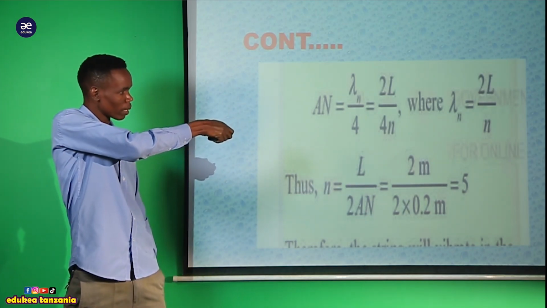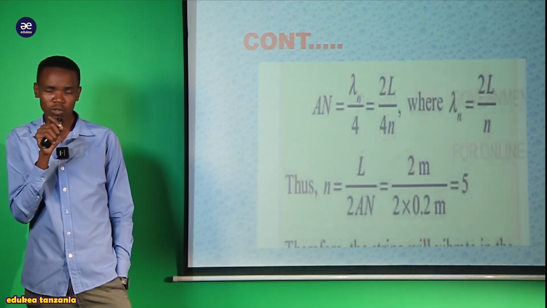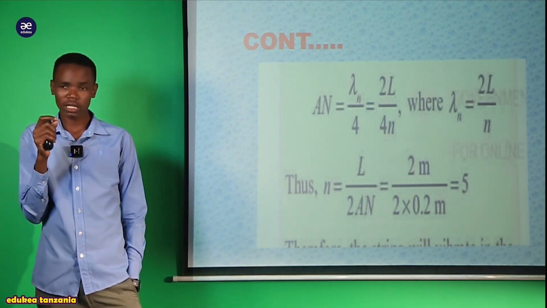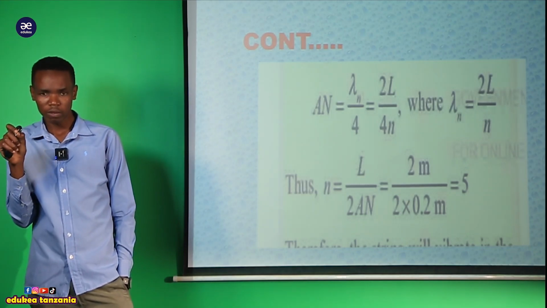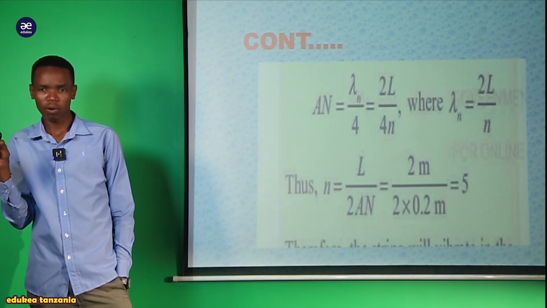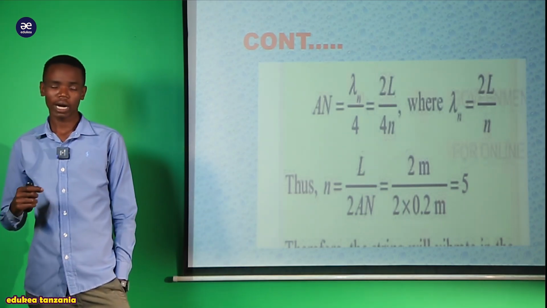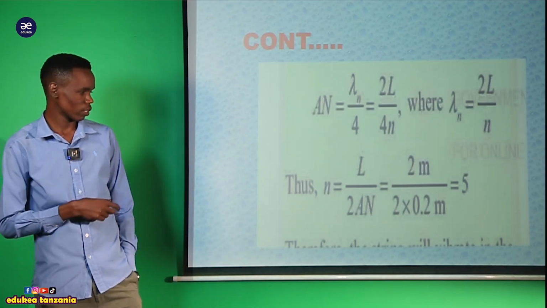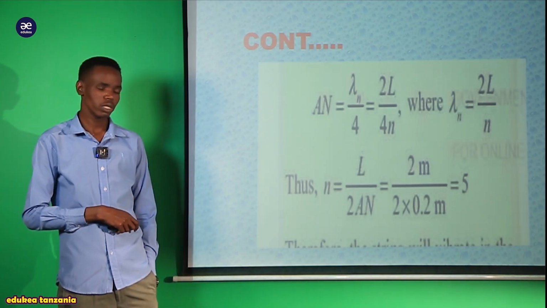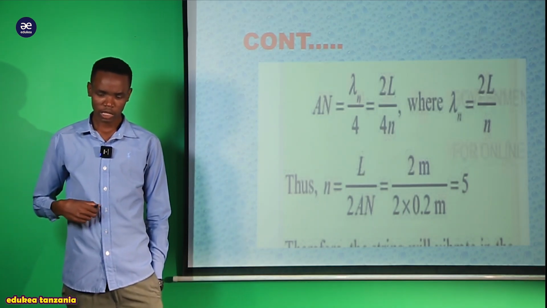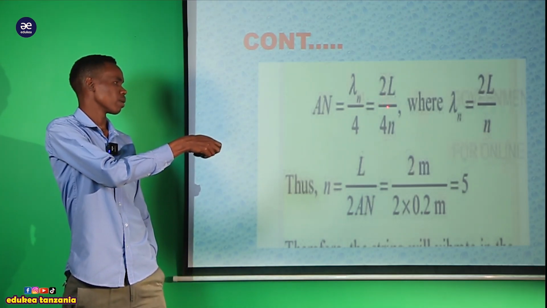After we substitute here, we will find that the distance between the antinode and the node, a_n, must be equal to 2L divided by 4n, where n is the number of the harmonic, and L implies the length of the wire as we have been told. After that we should make n the subject.